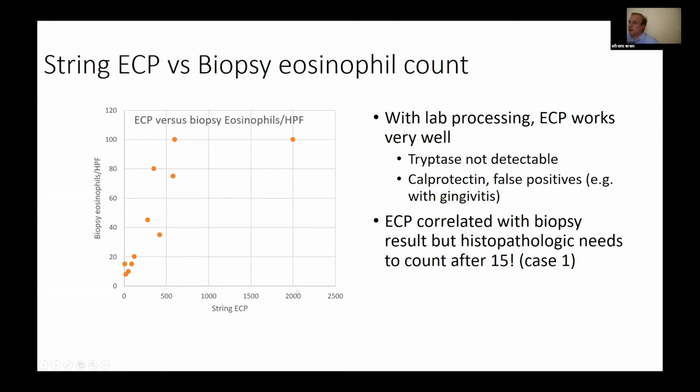And these are just some examples of the patients we've tried it in. So this is the ECP level, and it varies. The highest ECP we had in a patient was 4,000. Normal is less than 100.